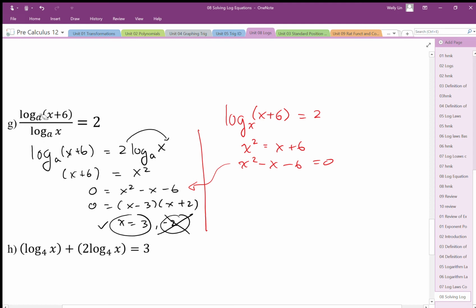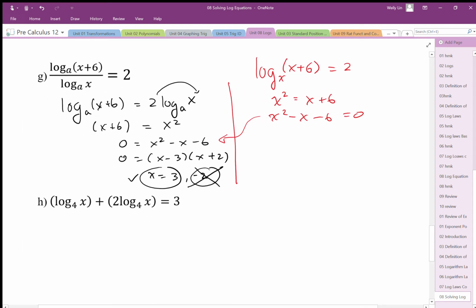So be careful with some of these divides. We cannot say that it's x plus 6 divided by x. Okay, that's absolutely wrong. There's no log law that allows for dividing of logs.